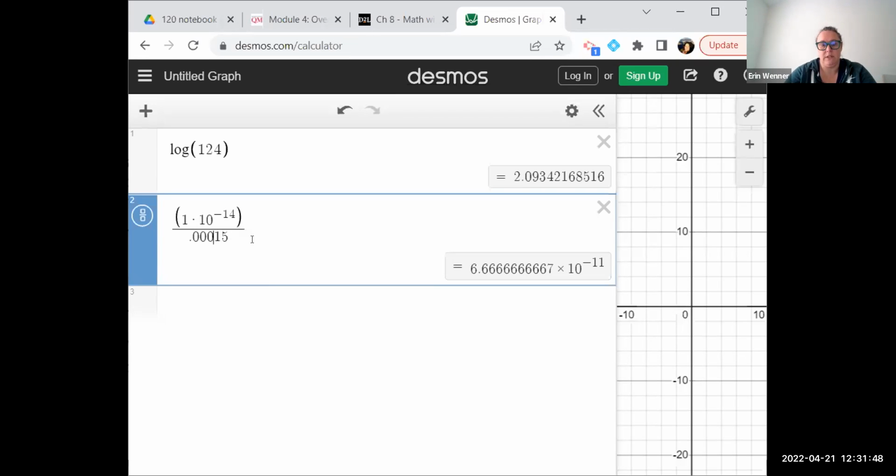So if, let's say, you put in 0.0015, that's going to give you 10 to the negative 12. And you go, oh wait, I needed to have 3 zeros. I can just click right here between the 0 and the 1 and add another 0. And you can see that it automatically adjusts to that 10 to the negative 11th. Okay.